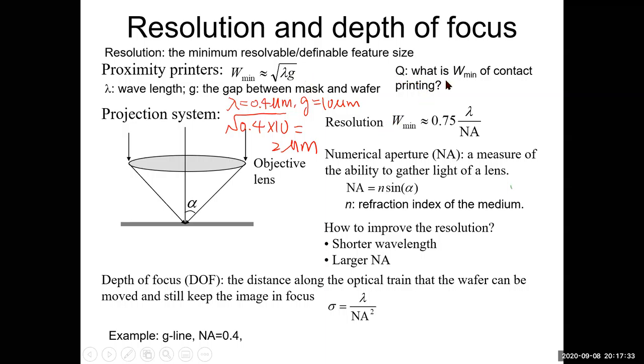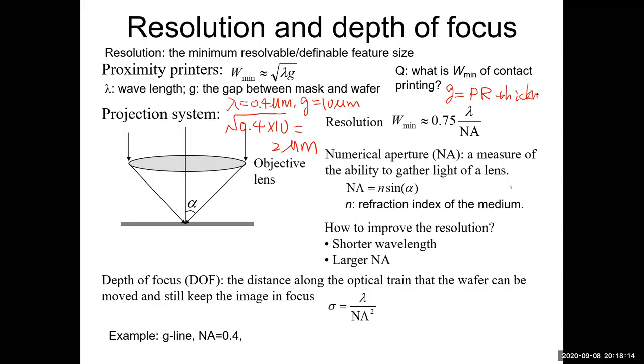Now I have a question. What is the minimum feature size of contact printing? How do we calculate the minimum feature size of a contact printer? Lambda is still the wavelength of the UV light. So what kind of G should we choose? Should G be equal to 0? Yes or no? Actually, yes. G should be equal to what? Probably we want it to approach 0.